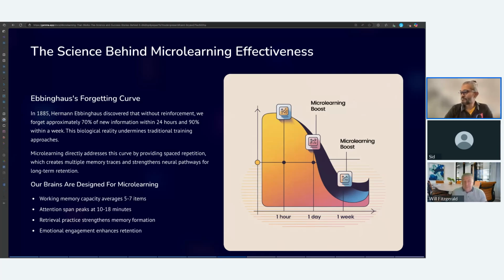Some of the things that I came across from his study, which is also proven based on a lot of studies that came later, are these. Working memory capacity: we can remember about 5 to 7 things. That's a max. Anything more than that is going to lead to an overload. Our attention span peaks at around 10 to 15 minutes, and I have a feeling this has come down since then.